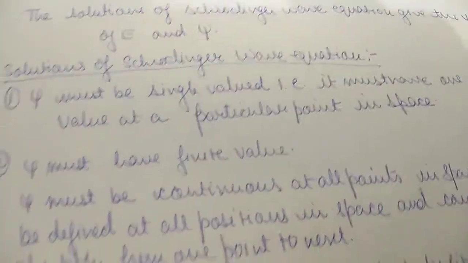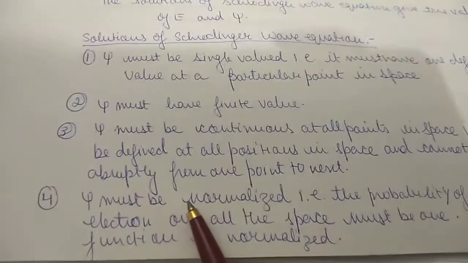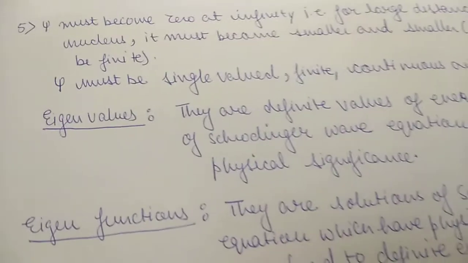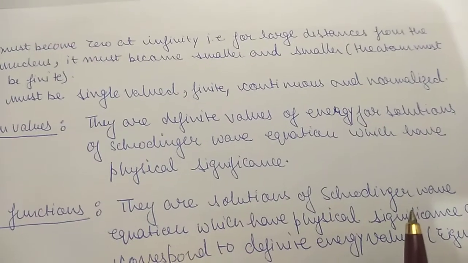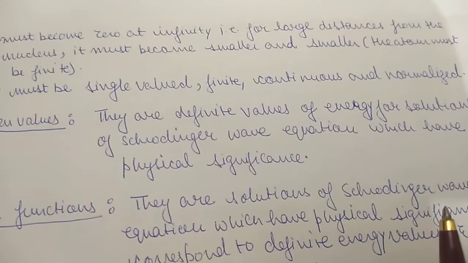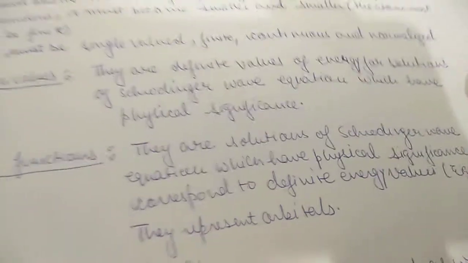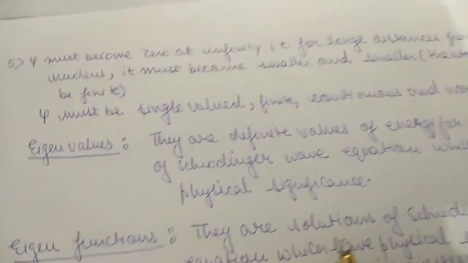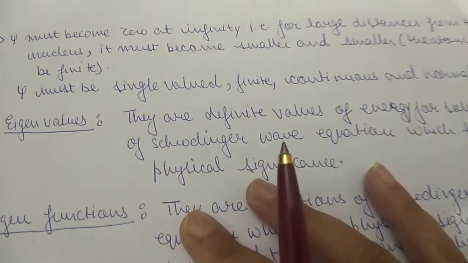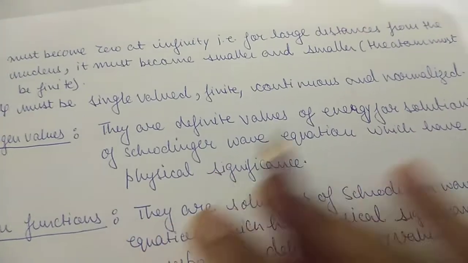Then you will be able to understand what is meant by psi must be normalized. Then next we have that psi must become zero at infinity. That is, for large distances from the nucleus, it must become smaller and smaller. The atom must be finite. Means obviously the electron is going to exist within the nucleus, within the atom. एक इलेक्ट्रॉन जो है वो एक atom के अंदर ही होगा. It will be inside the atom only.